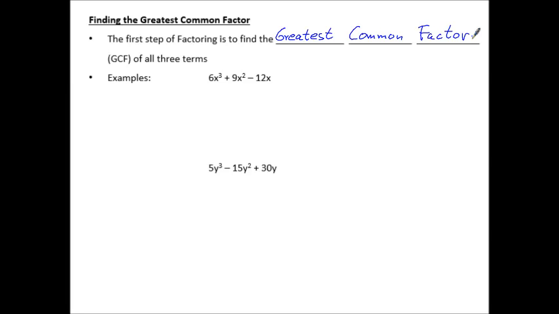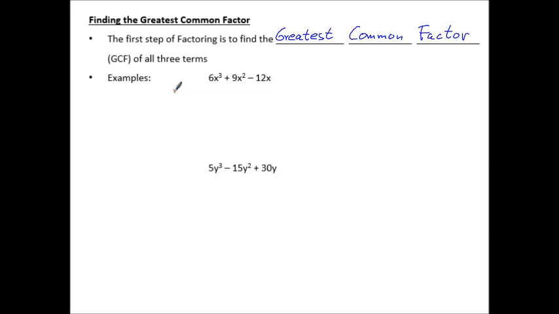Let's look at some examples how we find that greatest common factor. And I'm going to do this the long way. You don't have to do it the long way every single time, but in order to see it, it makes a lot of sense to look at it like that one time. I'm going to take each of these terms and split them into their prime factors, and then we can really see what each of the terms have in common.